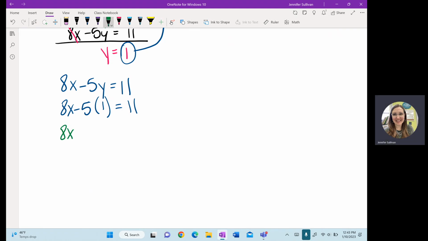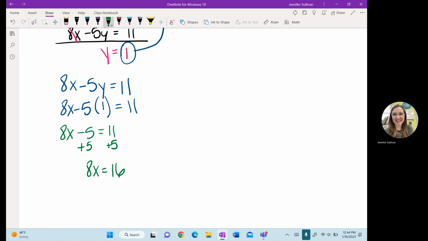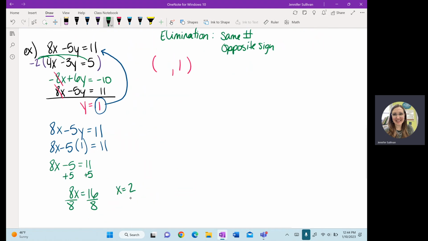So I have 8x minus 5 times 1 is 5 equals 11, and we solve for x. So first, we're going to add the 5 over. And then we're going to undo this multiply by 8 and divide by 8. So x equals 2. Now we write our answer in the coordinate point. So the 2 is going to go up here in the x, and we are done.